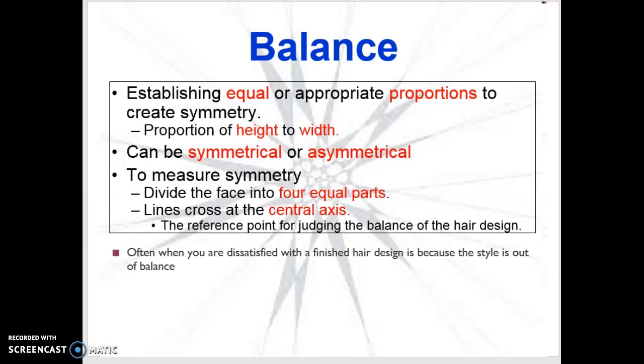Often when you're dissatisfied with the finish of the hair design, it is because the style is out of balance and it's not in proportion. Creating a symmetrical balance occurs when the imaginary line draws through the center of the face and the two halves result in a mirror image of one another. That means that it is balanced on both sides of the face.